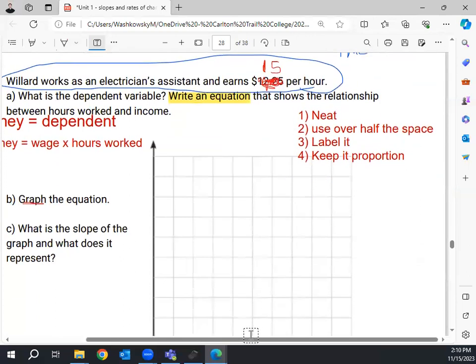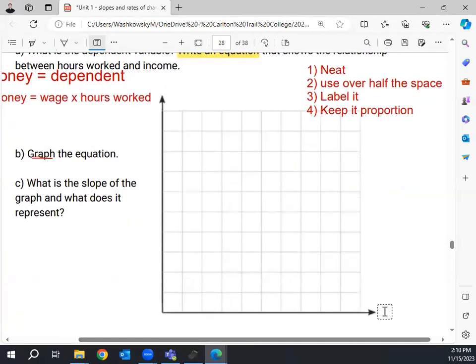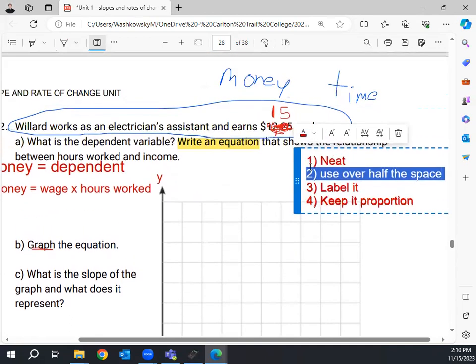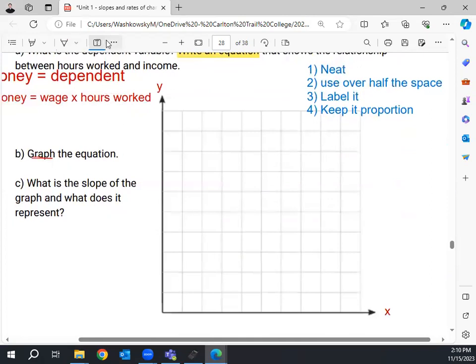So when it wants me to graph this equation, there's a couple things I need. The first thing is I have an X and a Y axis here. I'm just going to quickly put that in. I know this is my X. I know this is my Y. In fact, I'm going to make this blue because we don't really need this. Okay. So I have my X, I have my Y.